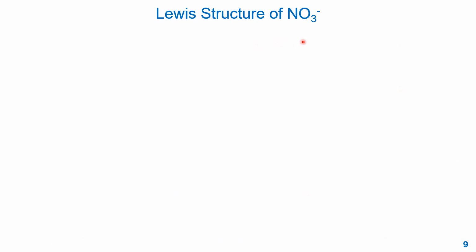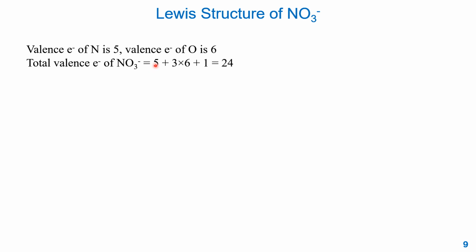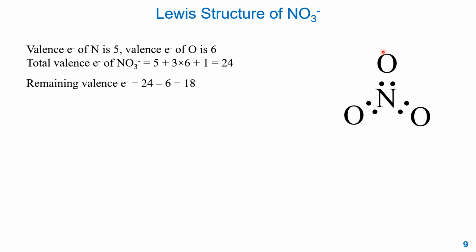Another example of resonance is nitrate. It's a -1 charge, so you need to consider that when you calculate the total valence electrons number. Nitrogen, 5 valence electrons. Oxygen, 6, 3 oxygens, and +1 because it's a -1 charge. 24 is the total available valence electrons. The central atom is nitrogen, with oxygens surrounding. Single bonds between them use 6 electrons, so 18 electrons are left. Each oxygen needs 6 more. 3 times 6, 18, perfect. You use all the 18 electrons left.